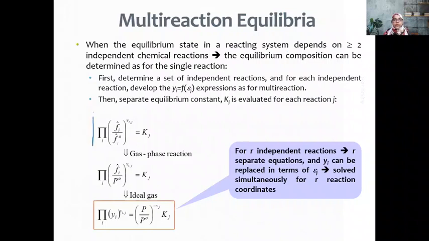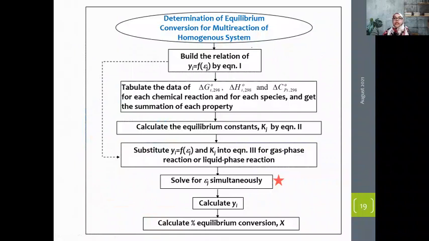So these are the general equations. For the gas phase, it is replaced by P standard, and for the ideal gas, we can use this expression. But for multiple reactions, it has a stoichiometric number based on the number of the reaction. Okay, this is the summary to determine the equilibrium conversion for multi-reaction.